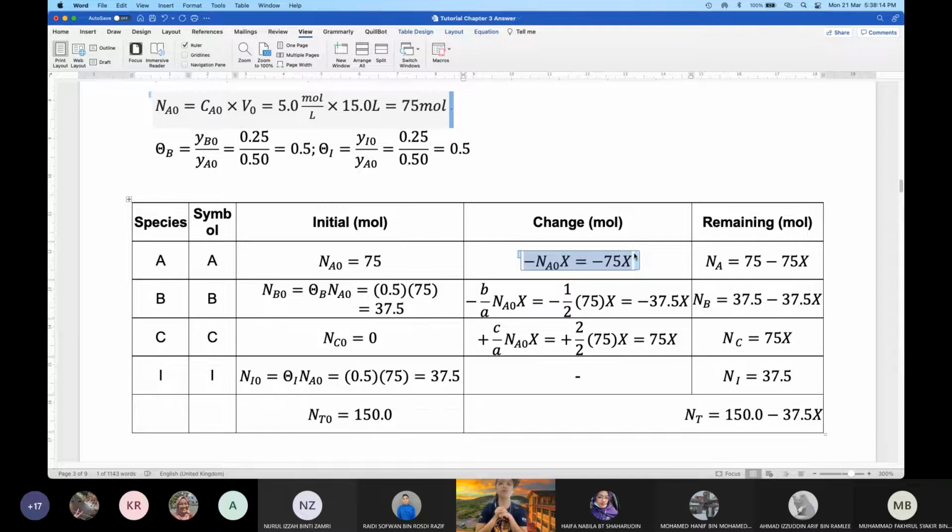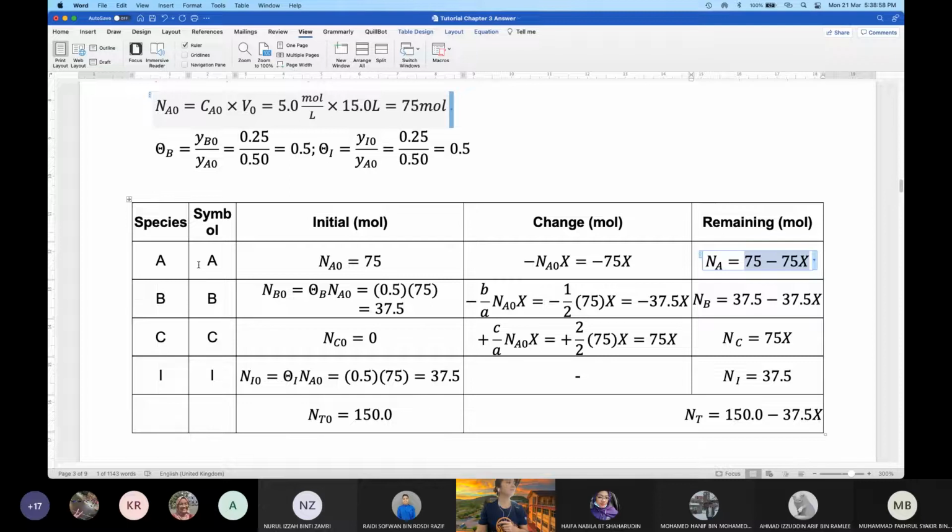Okay, so minus. Na0, you know, is 75. So you replace the Na0 with 75. The X, you don't need to replace because we don't know the X. So it's a function of conversion. The X is left as it is. Okay, so change here, minus 75X. Done. Okay, so then go to your remaining. So if your initial is Na0, your remaining is Na. Senang je. Itu beza dia. Initial is Na0. Remaining is Na. So Na equals to, you just copy your initial 75. You combine with your change minus 75X. You get 75 minus 75X. Done.